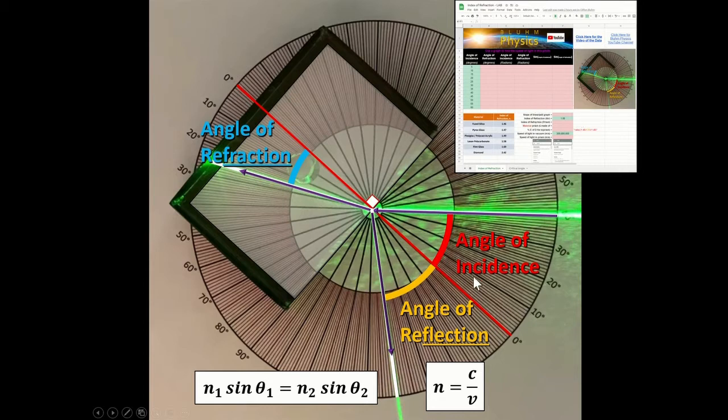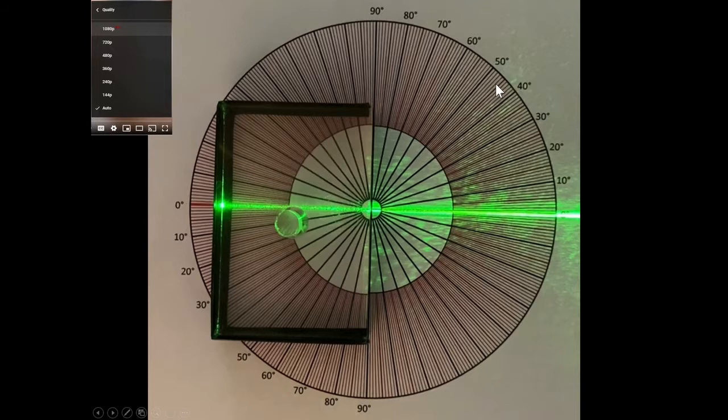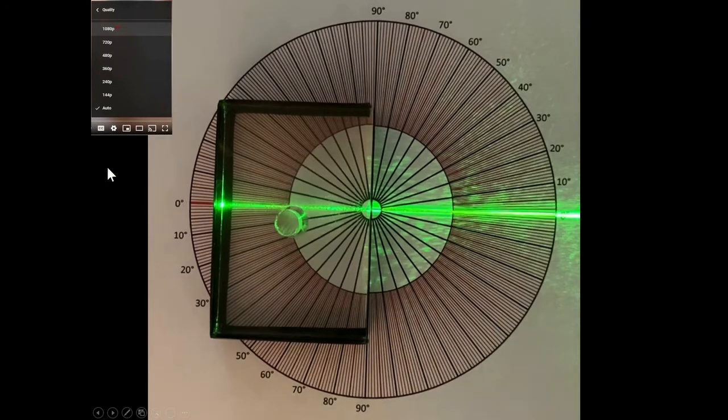So we're going to, in just a moment, rotate this around, and you're going to pause every 5 degrees, right on as close as you can, and measure the corresponding angles of refraction. Before you do that, just make sure that in your settings in YouTube, click the gear there and choose the highest resolution that's available. So here we go.